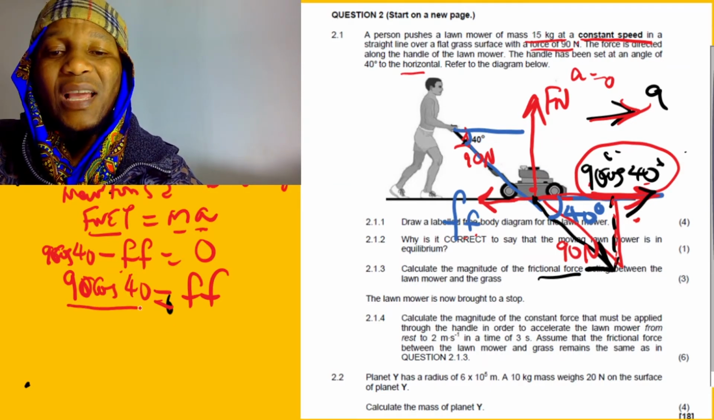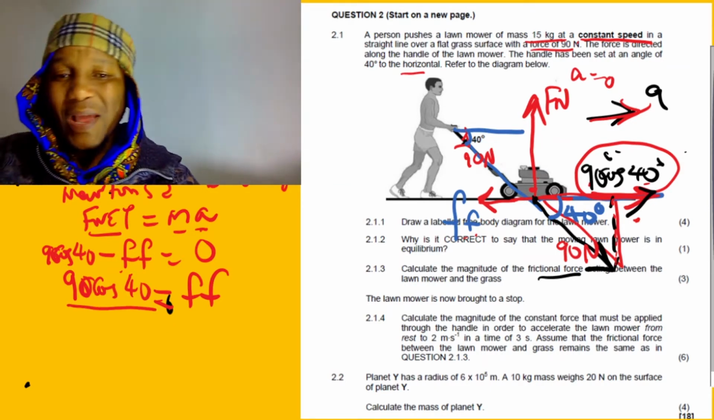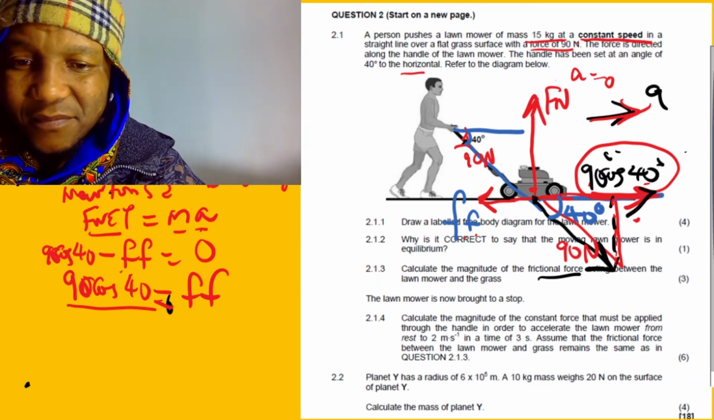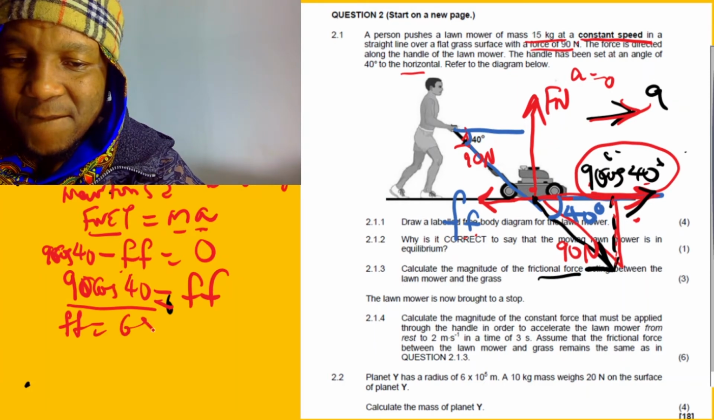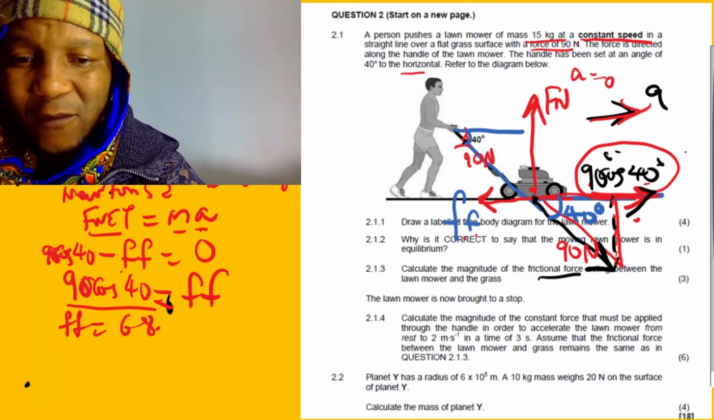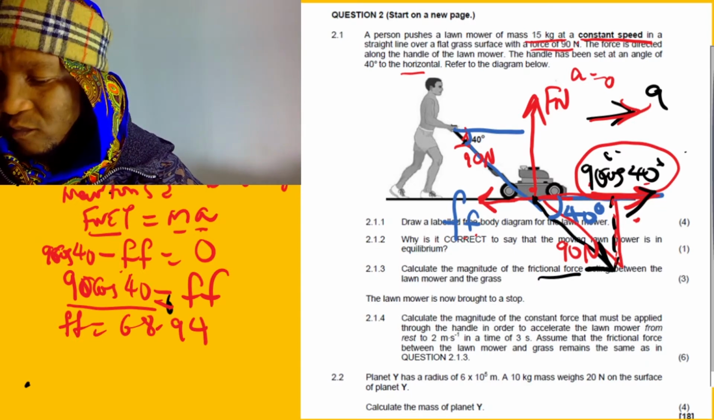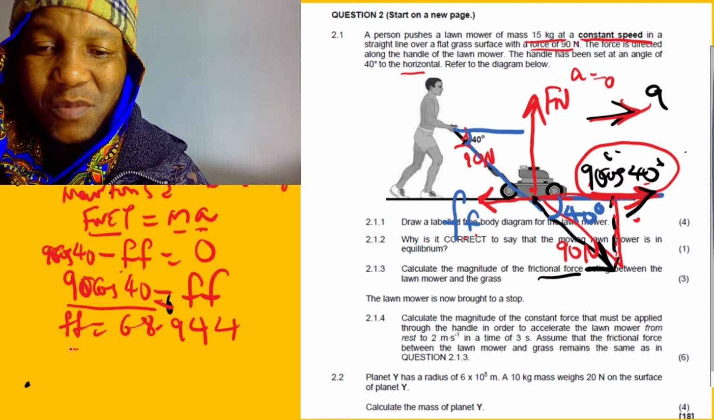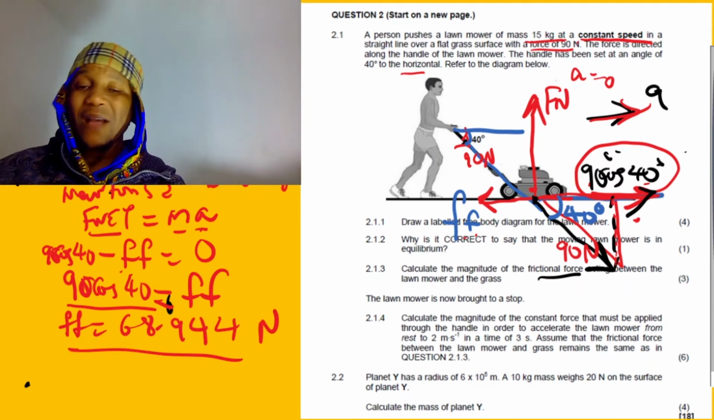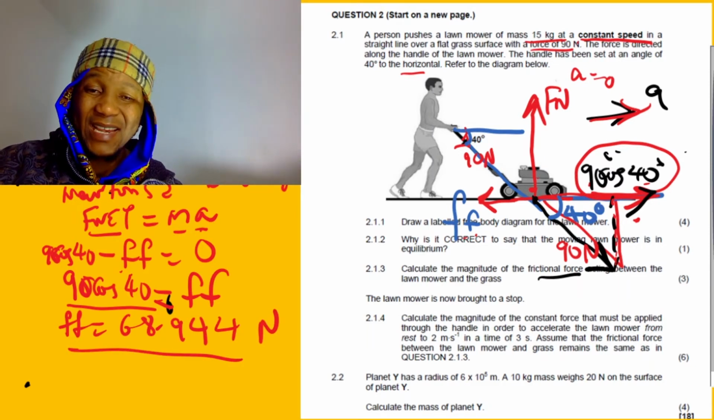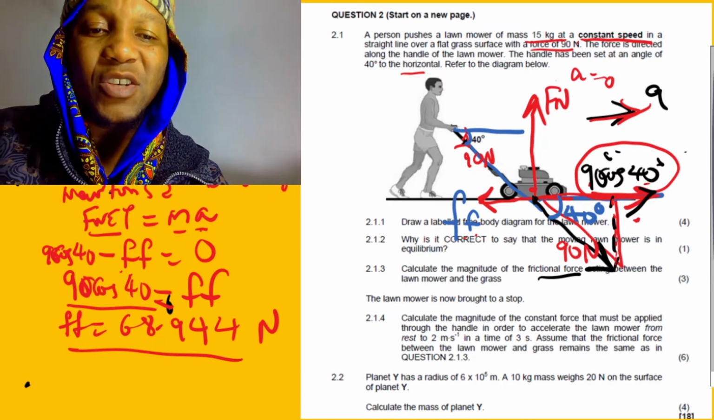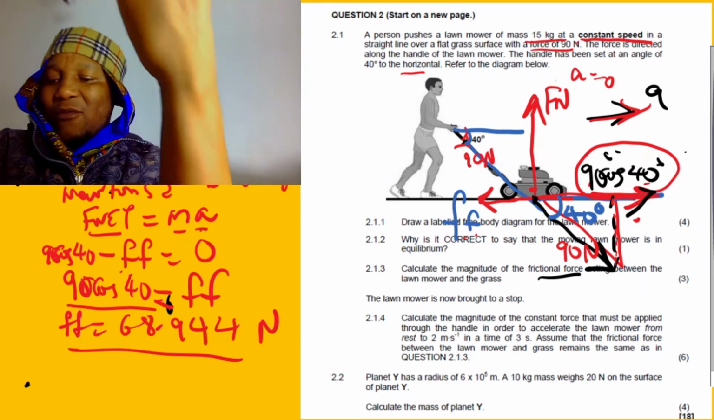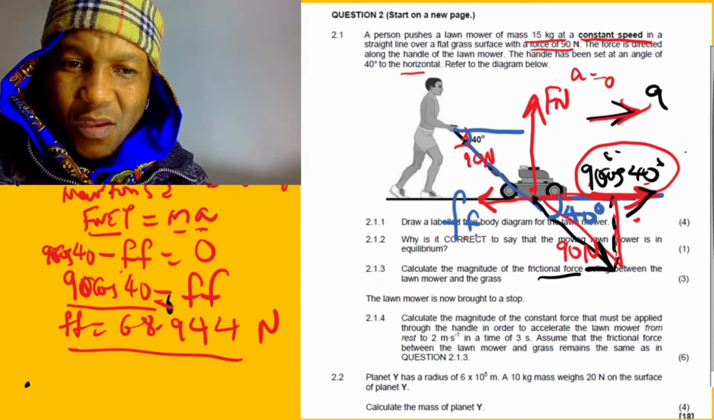So now, put this in a calculator. If you plug in a calculator, FF equals 68.9439, let's take 4 in approximation. So now we have a friction force which equals 68.9944 Newton. Very good. I got it. Now we have a friction force.